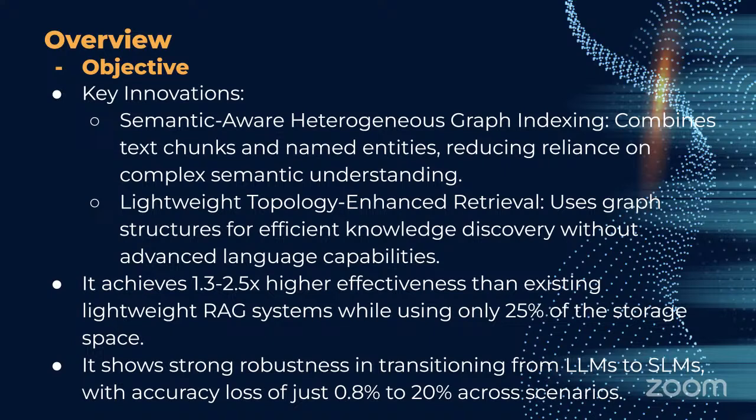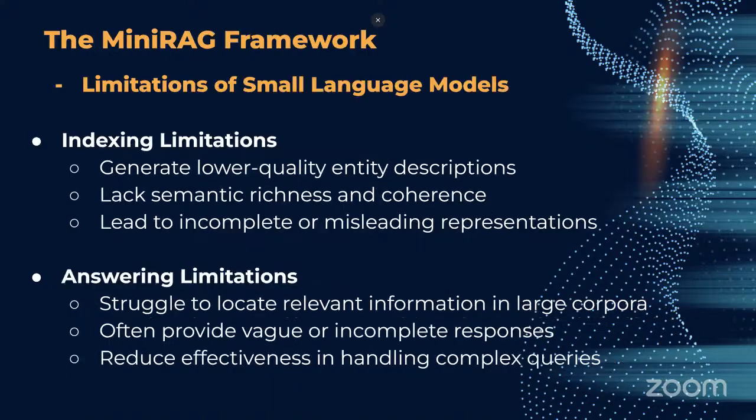These innovations allow MiniRAG to achieve 1.3 to 2.5 times higher effectiveness than existing RAG systems while using only 25% of the storage space. Furthermore, it shows strong robustness in transitioning from large language models to small language models, with accuracy loss of just 0.8 to 20% across different scenarios. So next slide, and I think our team is going to continue from here.